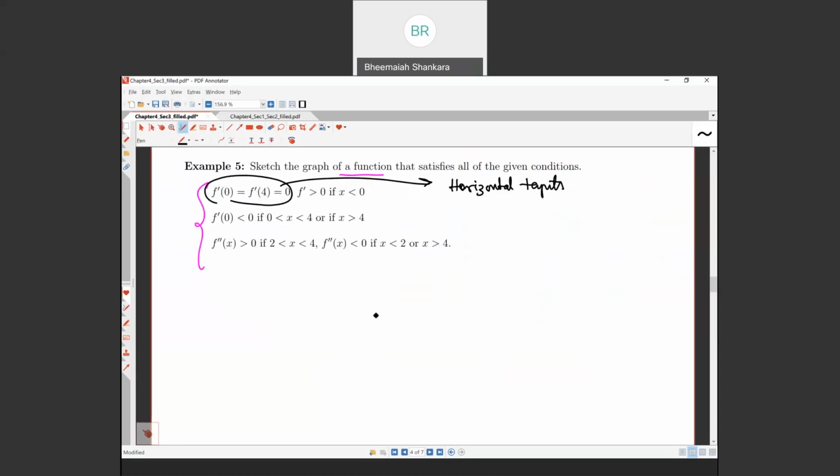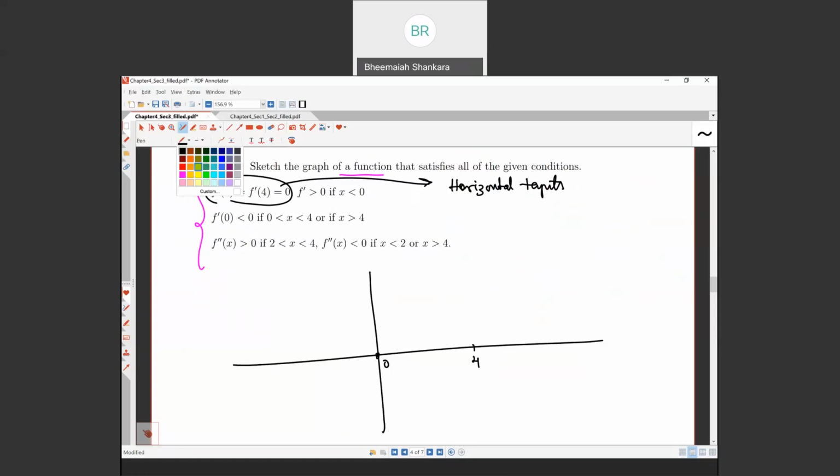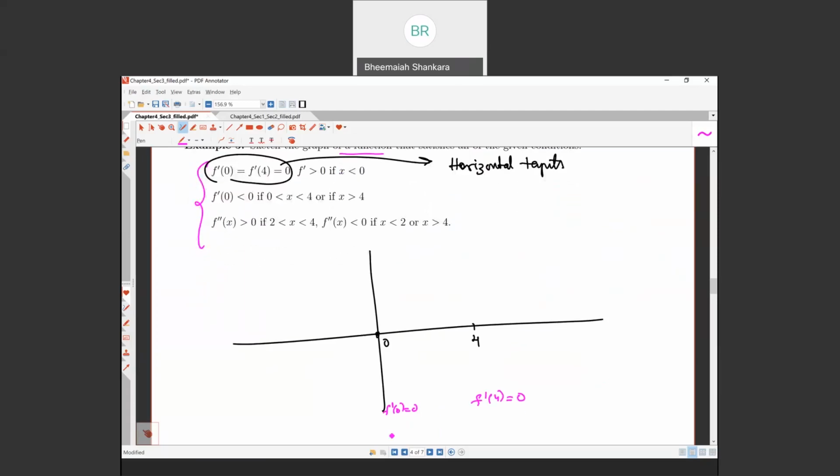So as soon as we read the definitions, let's try to mark them. This is 0 and this is 4. So at 0 and 4, when you draw the function graph, the slope of the curve should be 0, which means you should see a curve which is flat at 0. Say if it's going down, you should see a flat curve at these 2 points.